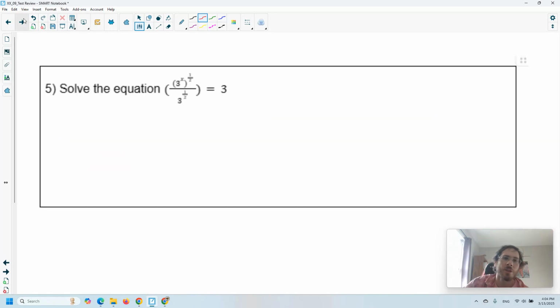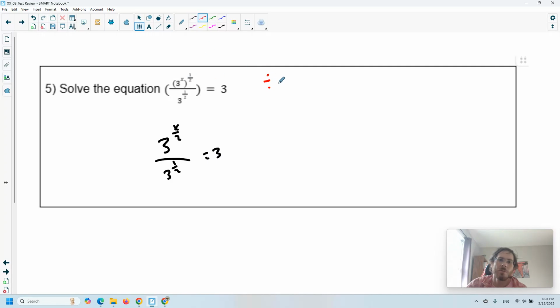All right, for 5, we need to solve this equation. We've got 3 times x to the 1/2 over 3 to the 1/2 power. So in this case, first thing we can see is we've got this x and 1/2. So we can use power to a power means we're going to multiply. So we get 3 to the x over 2 divided by 3 to the 1/2 equals 3. And now I've got division. So we did our power to a power as a multiply.